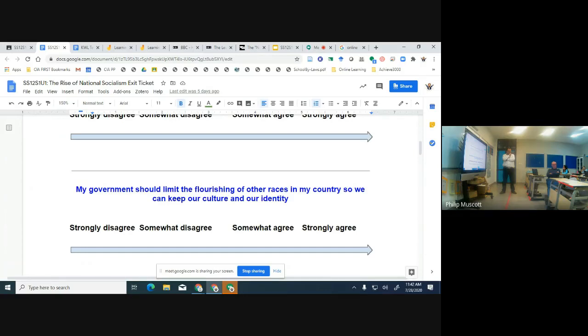Because every race says they have the freedom to live. So if we limited them, if we don't allow them to come into our country, it means that we are practicing racism. I strongly disagree with that.